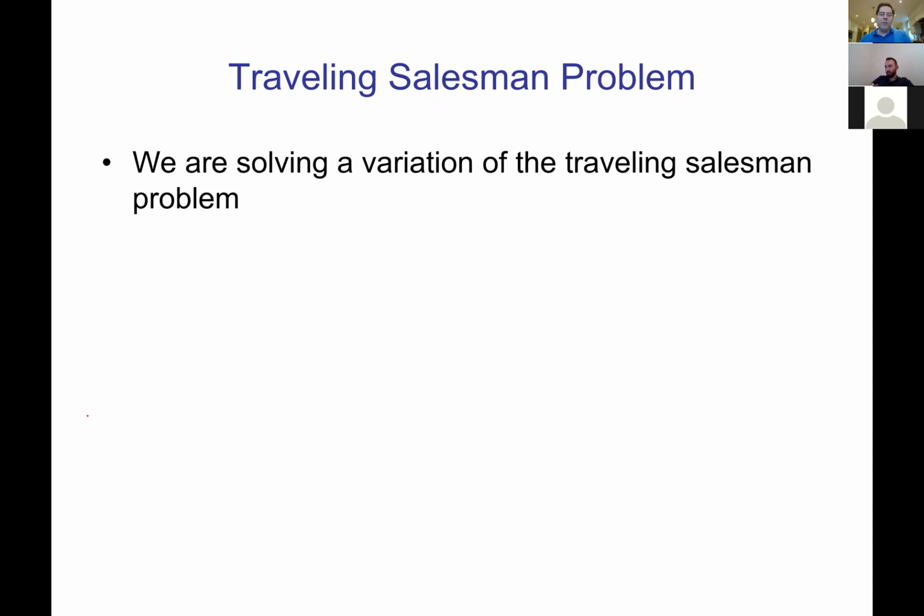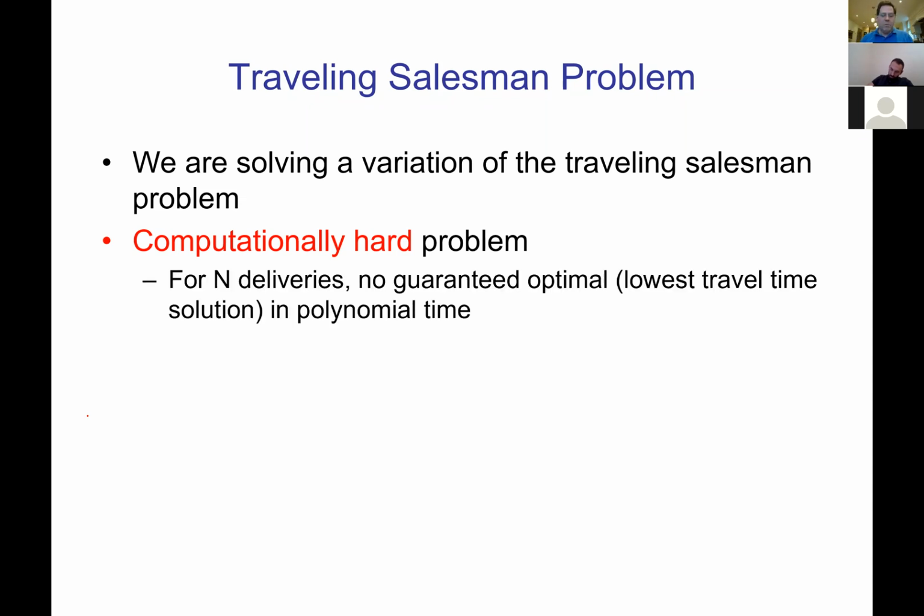Okay, so we're solving a variation of a very famous problem called the traveling salesman problem, which is basically trying to find a good order to go between a bunch of nodes in a graph or cities on a map. This is called a computationally hard problem. Computationally hard means there's no guaranteed optimal solution in polynomial time. Optimal for us would mean lowest travel time, like the best you can get, nothing is better.